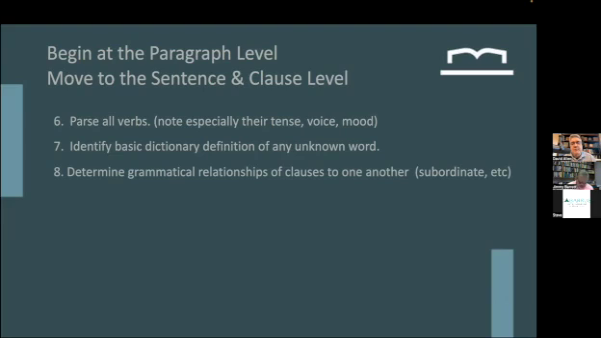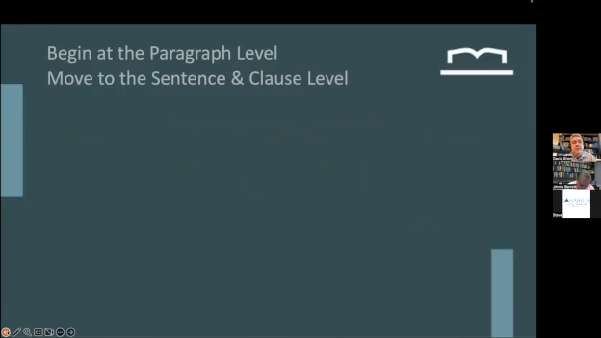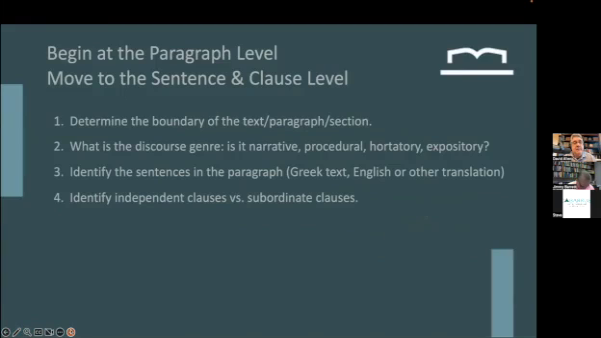Now, you're ready to go to step number 8. Determine the grammatical relationships of the clauses to one another. In other words, what clauses modify what other clauses or sentences? So what we want to do here is think about our text again, Hebrews 12, 1 and 2. Let me go backwards here to the text a minute. There we go. So look at our text again. Well, how did I miss that?